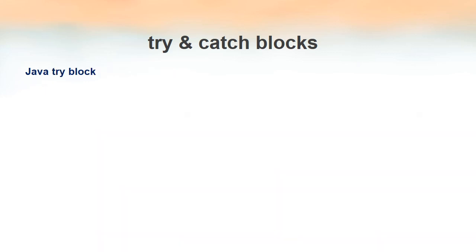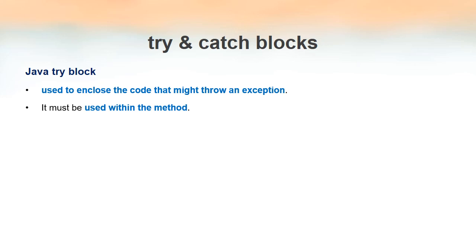We have explained Java try block just now, but again we will see some more details about the try block. So try block is used to enclose the code that might throw an exception. The lines of code from which we expect an error or exception must be included inside the try block. Then it must be used within a method. It's not just inside the class. We have to use the try block inside a method.